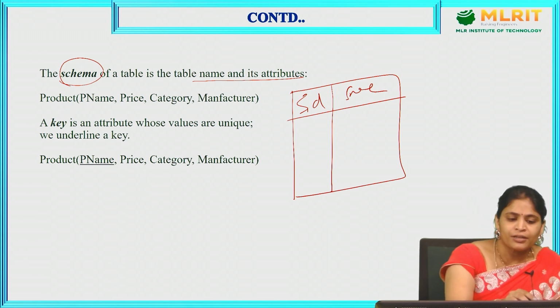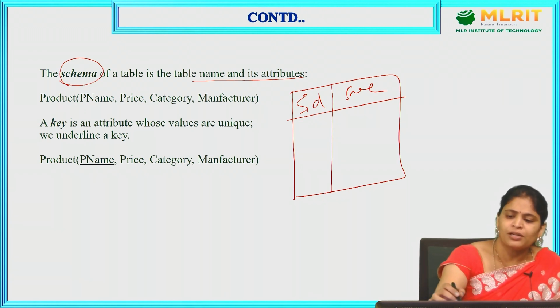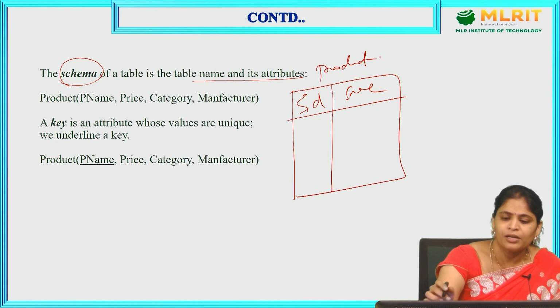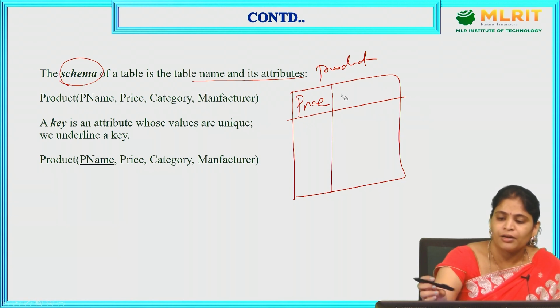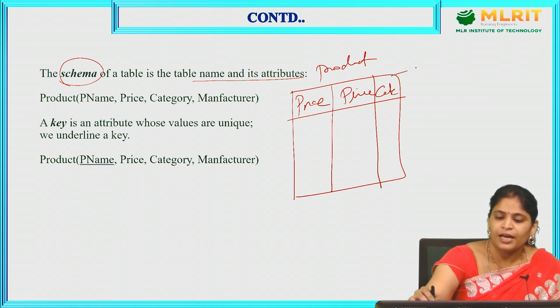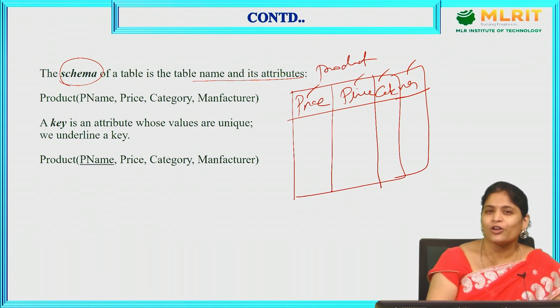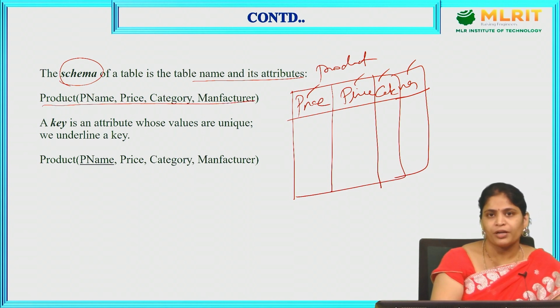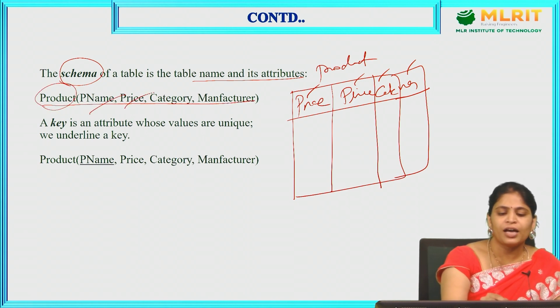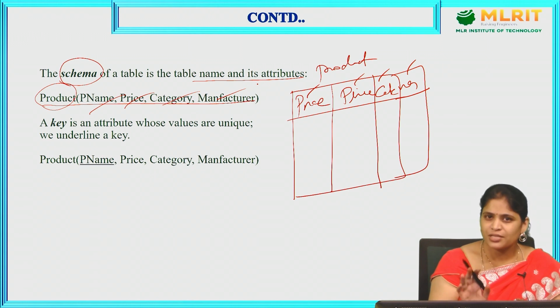For example, let us discuss a product table. This product table contains PName, price, category and manufacturer. These are nothing but the attributes or fields or columns. To represent a schema, we use this format, just a table name with the attributes. This is the schema, just the design.